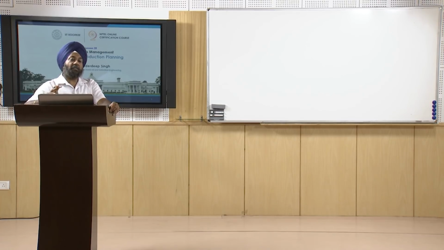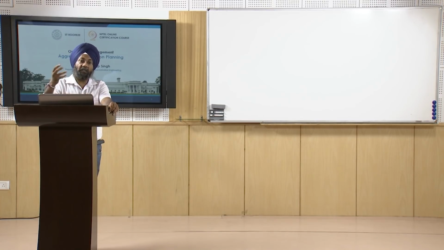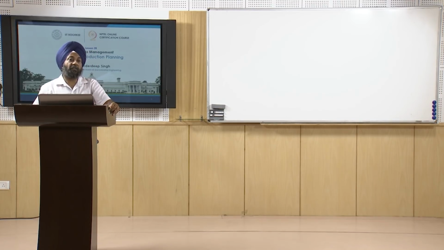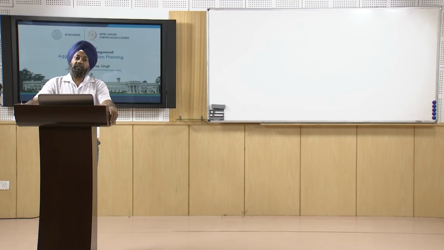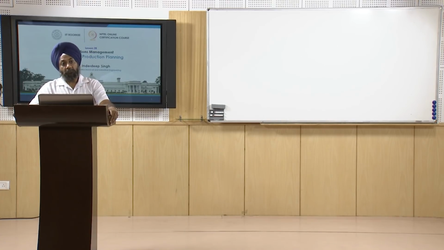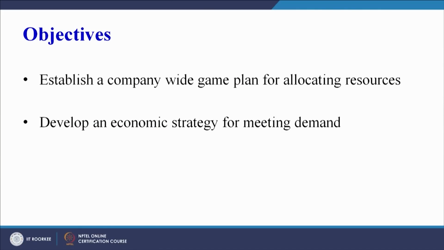So supply means we have to see how we can meet the demand using the production alternatives that are available at our disposal. Next we will try to cover what the major objectives of aggregate production planning are. The major objectives are to establish a company-wide game plan for allocating the resources.